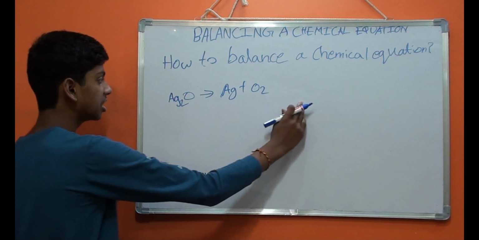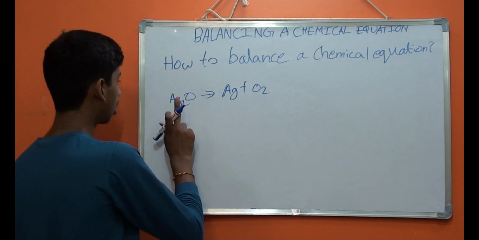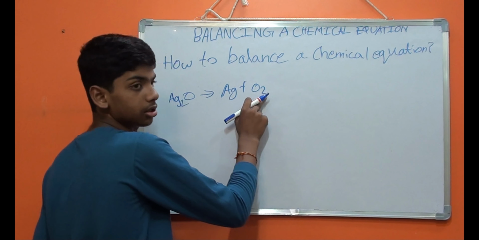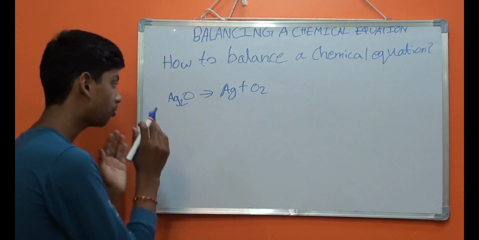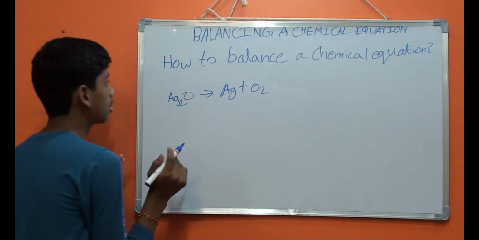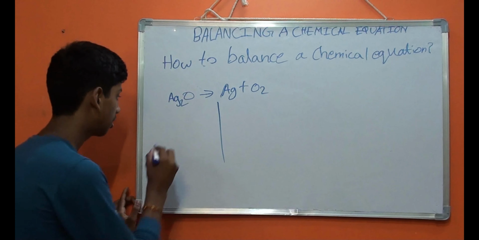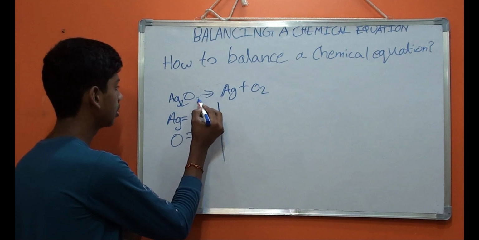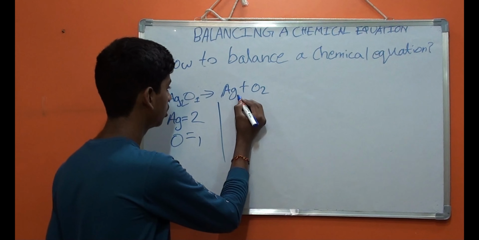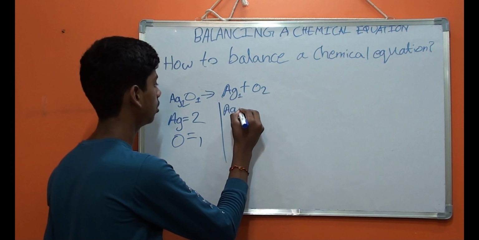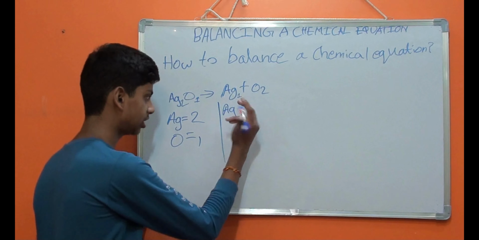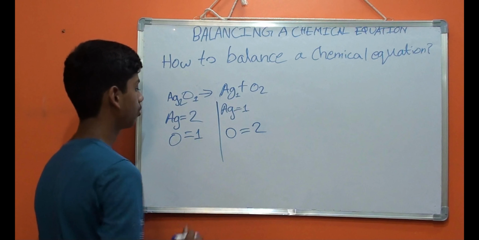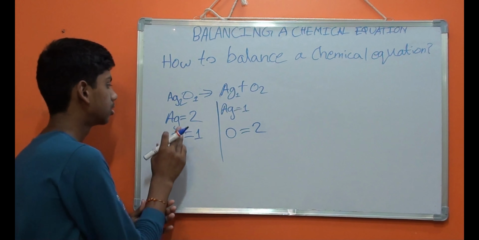So friends, this is a chemical equation. Here silver oxide divides to form silver and oxygen. We have to balance this chemical equation. Now let's see how. Write the number of atoms for each element. Nothing written, so we will take it as 1. Here 2. Silver also, silver on the product side has 1 atom. Oxygen has 2. Oxygen has 2. And on this side oxygen has 1. So none of these are balanced.